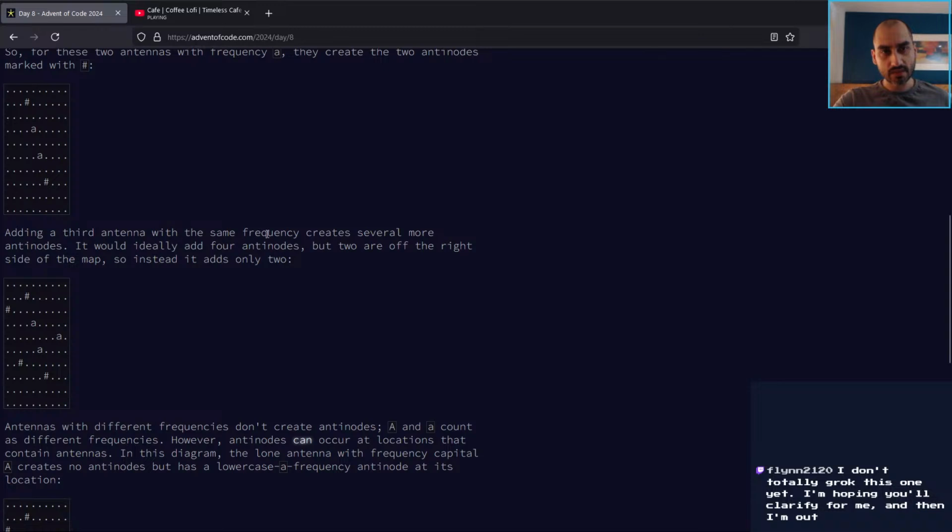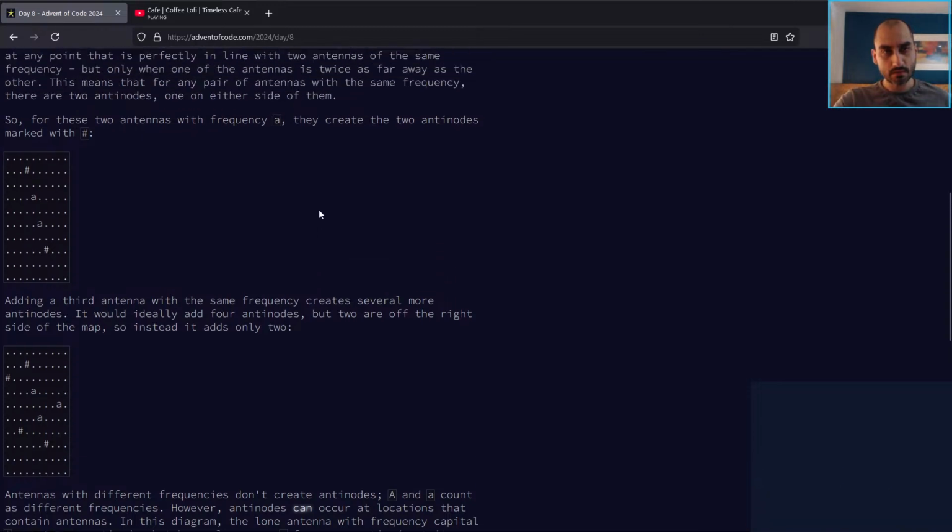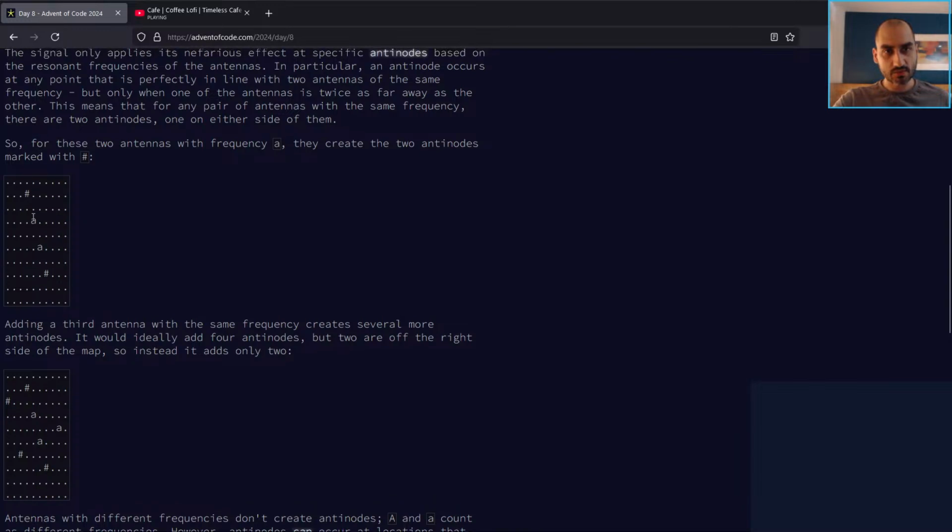Adding a third antenna with the same frequency. Okay, so for these two antennas with frequency A, they create two antinodes marked with hash. So yeah, in this example, there's no node which would fit between the two. But if it was spaced out a bit more, look, if that was A, then surely these would both be antinodes, because the same logic works in reverse. That would be an antinode, and that would be an antinode, and there'd be an antinode down here somewhere, and one up here somewhere. There'd actually be 4 antinodes.